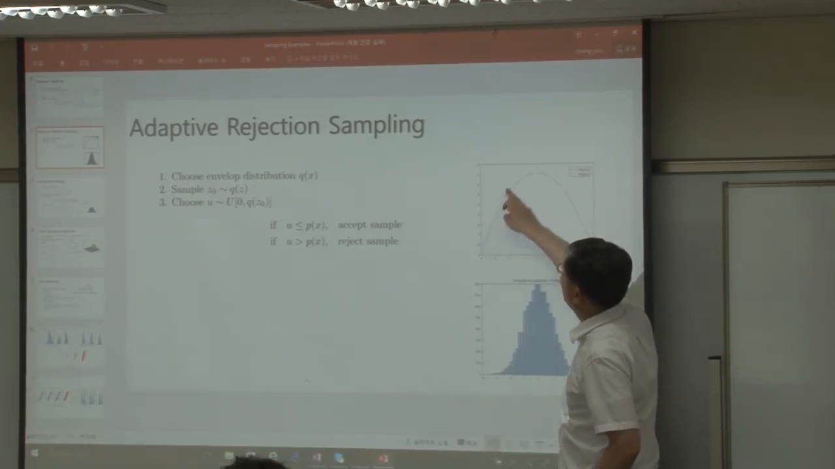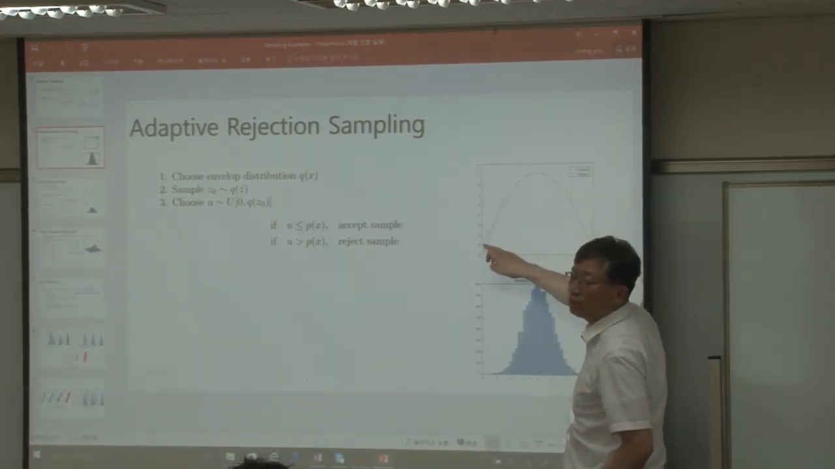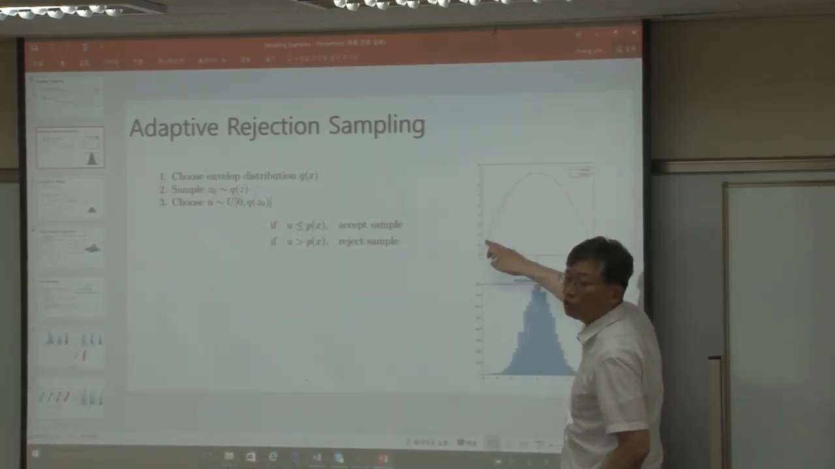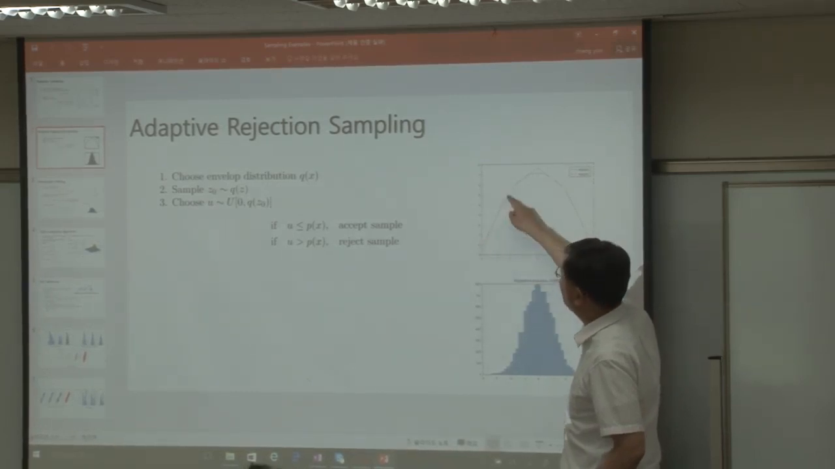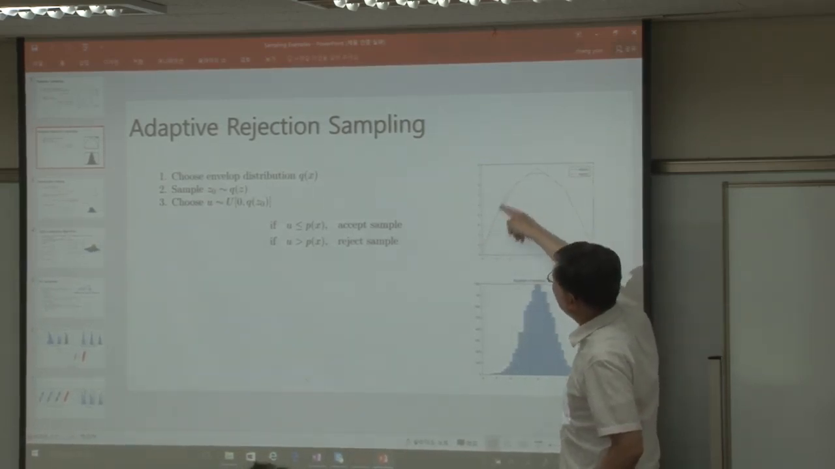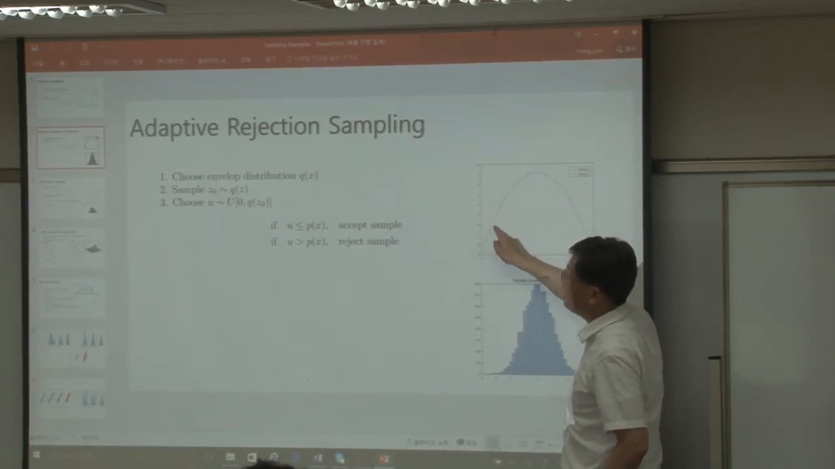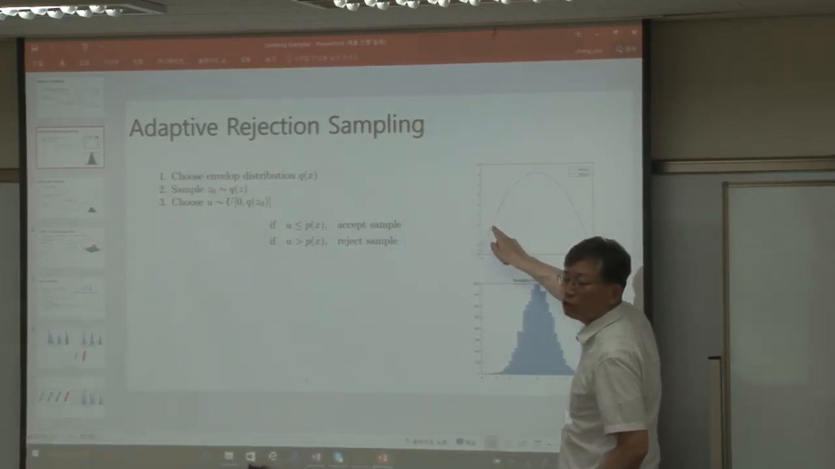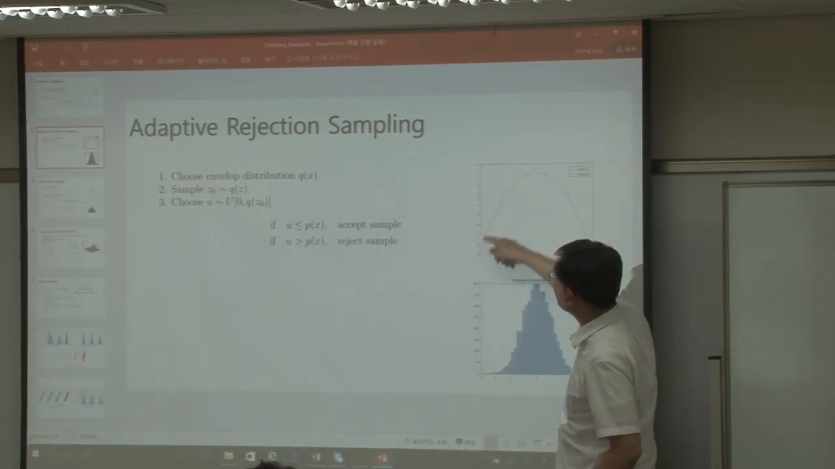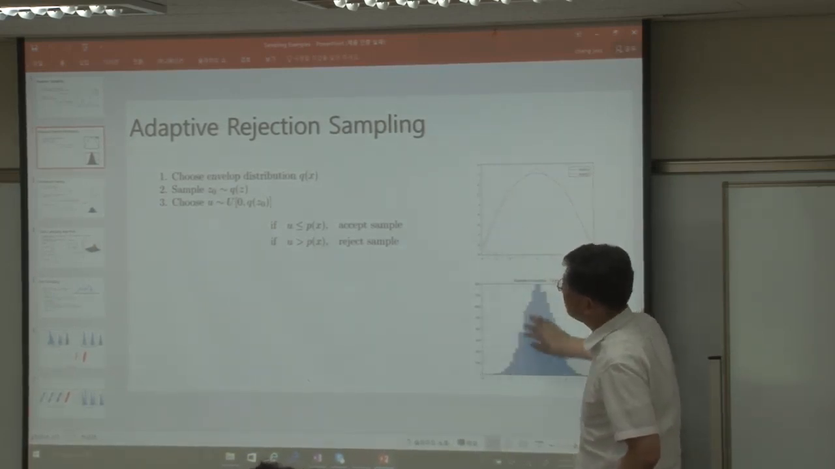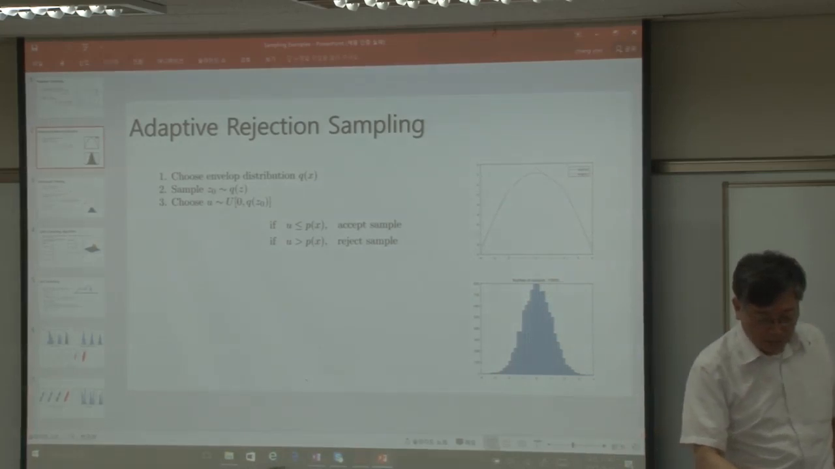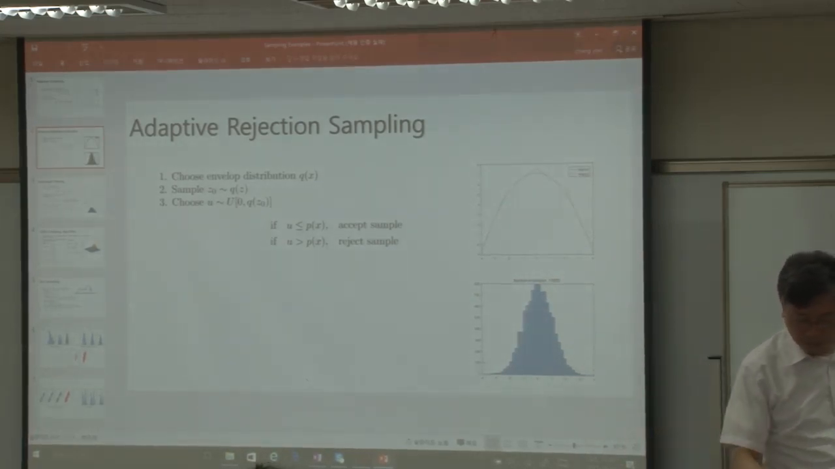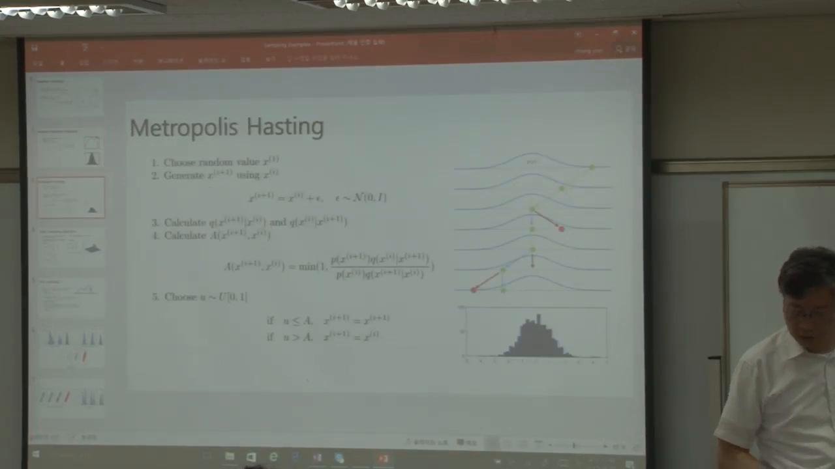And we can use the transform technique. Remember, a line in the log domain leads to an exponential distribution. Okay? And we can do rejection sampling to get that. So that's what we did two lectures ago.